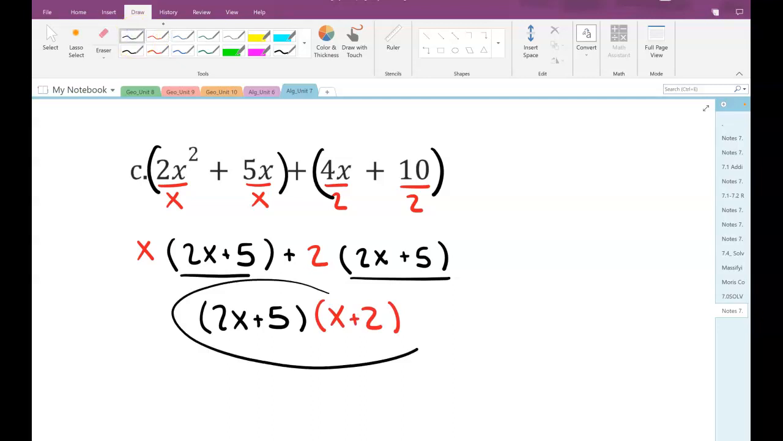Final answer. Since these two terms are being multiplied together, it doesn't matter which order you write them in. You could write your x plus 2 term first, and then your 2x plus 5. But since in multiplication, order does not matter.